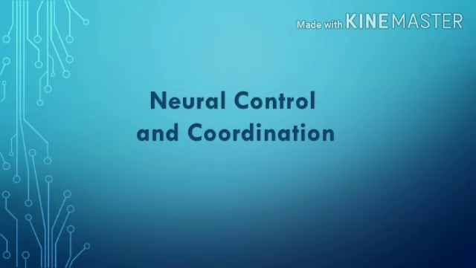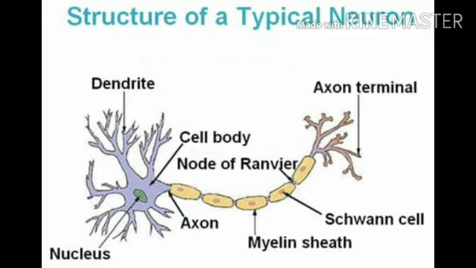Before explaining the central neural system, which includes our brain and spinal cord, first we should know about a neuron. A neuron is a brain cell. What actually is a neuron? A neuron is a microscopic structure composed of three major parts, namely a cell body, dendrites and axon.